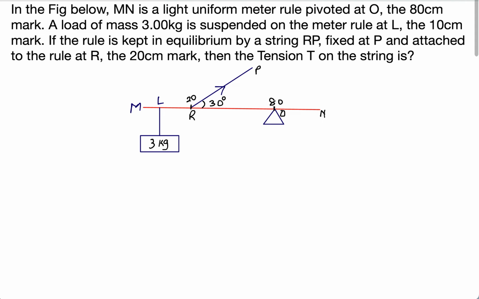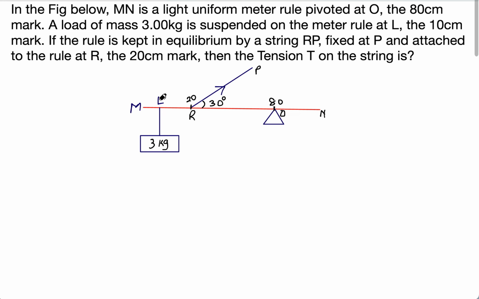This is a UTME physics problem, and the question says that we have a light uniform meter rule MN pivoted at O, which is the 80 centimeters mark. A load of mass 3 kilograms is suspended on the meter rule at L, as we can see here, which is the 10 centimeter mark. So we can put a 10 somewhere around here.